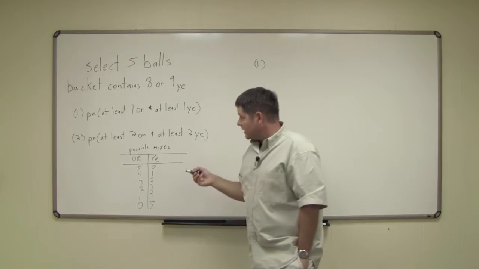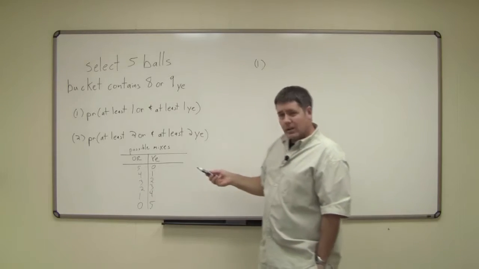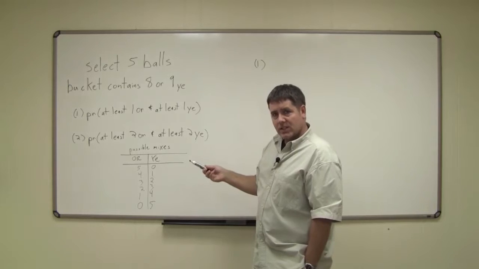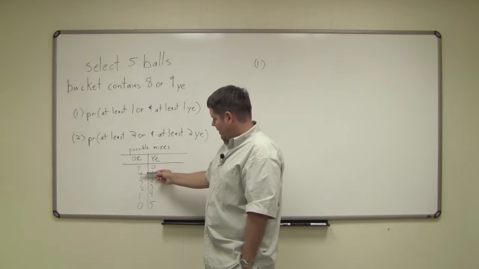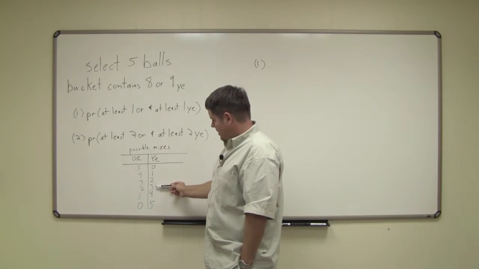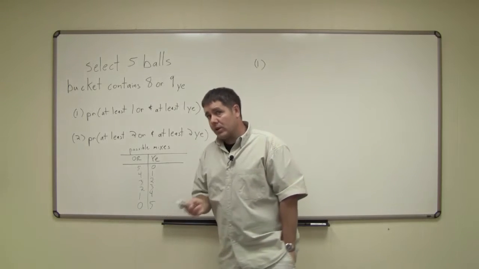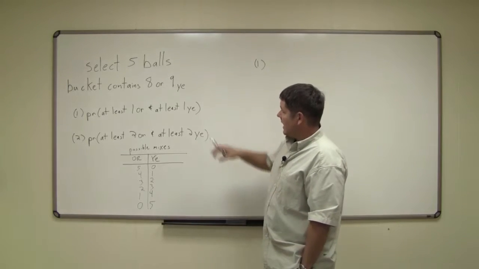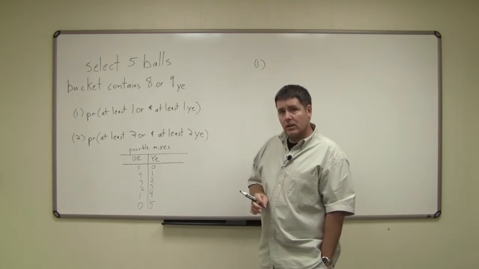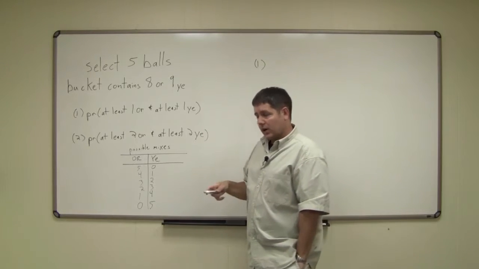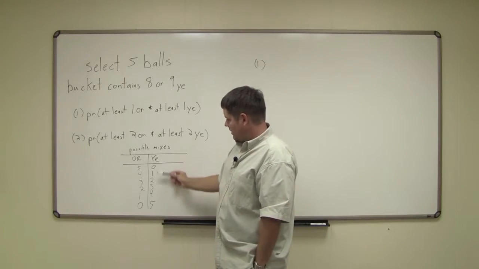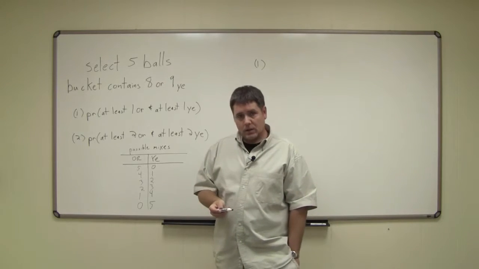Number 1 wants us to get at least 1 orange and at least 1 yellow. We find that there are lots of mixes that satisfy that. That one does, that one does, that one does, and that one does. 4 different mixes satisfy that criteria. How many mixes don't satisfy the criteria? That one and that one.